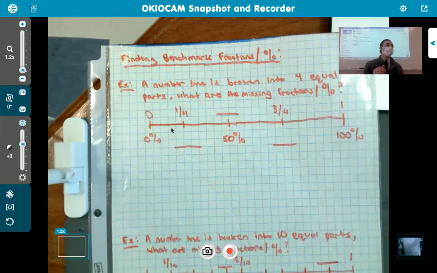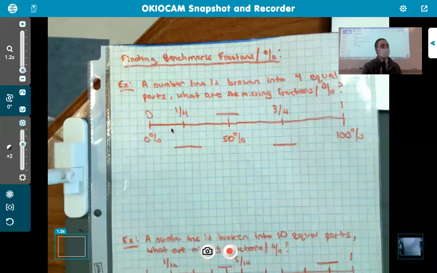Remember back on Friday, we talked about ways to get from a denominator of 4, 5, or 10 to get to 100, right? Because all of our percents are out of 100. We're going to see how that kind of plays into what we're talking about today as well when we go to fill in our missing fractions and our percents, okay?